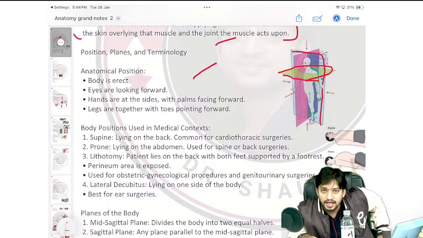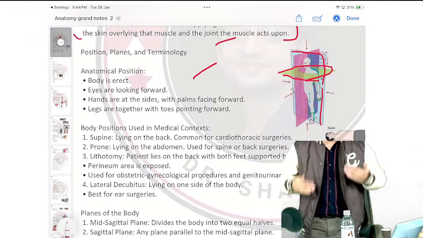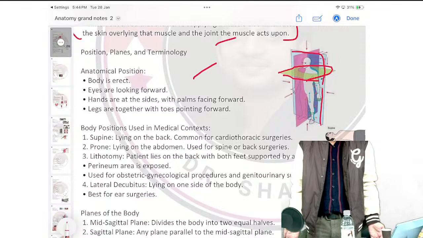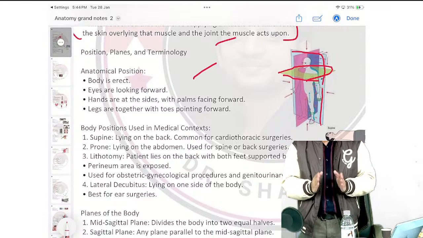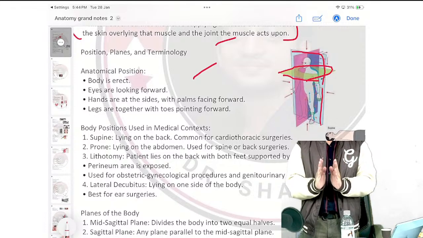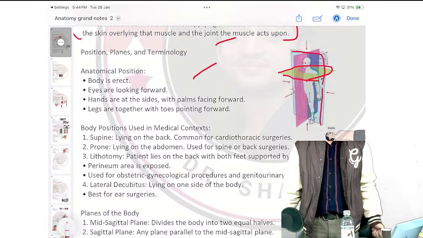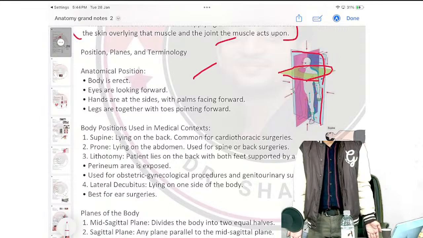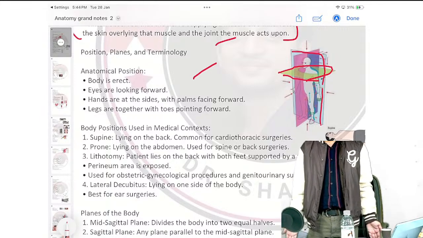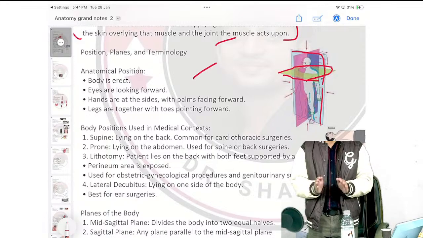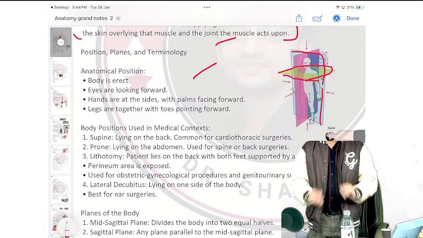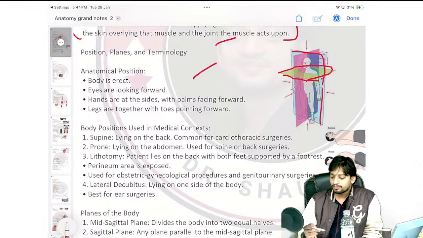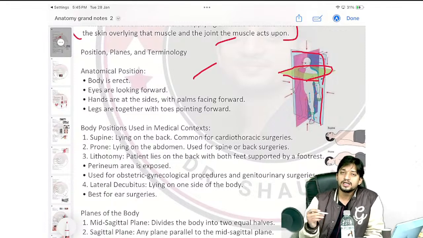Whenever a person is standing completely erect, right, and the eyes must be looking forward, hands should be at the sides with the palms facing forward, and legs are placed together with toes pointing forward. This is the standard or natural anatomical position. Look at me, standing erect, eyes facing forward, palms facing forward, hands at the side, legs put together and toes also pointing forward. This is the natural anatomical position. Now there are some other body positions also that we will study in different medical contexts.